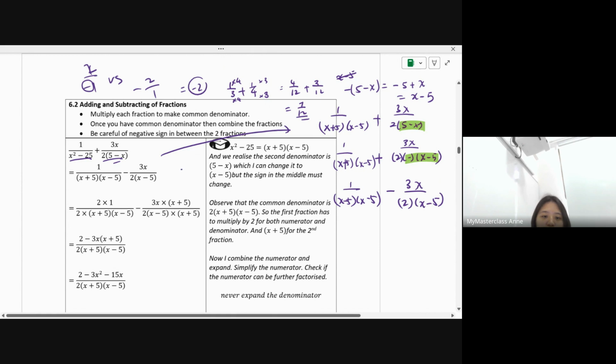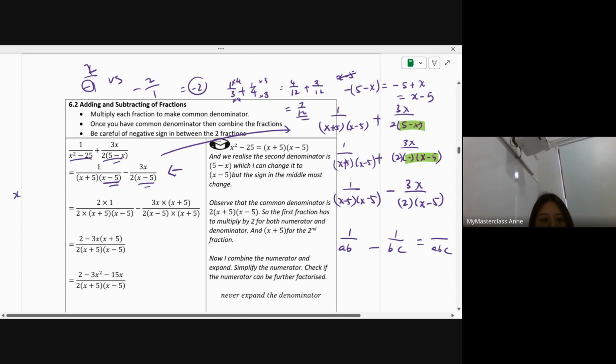So this is where I come back to here. Now I have this already. You realize x minus 5 is the like term. If I have 1/AB minus 1/BC and I want a common denominator, I will do ABC. For this one, my common denominator is x minus 5. So the resulting fraction must have x minus 5, and I also must have a 2 because one of them has a 2. Then I also have x minus 5, x plus 5. This is the thing I will see in my final answer.